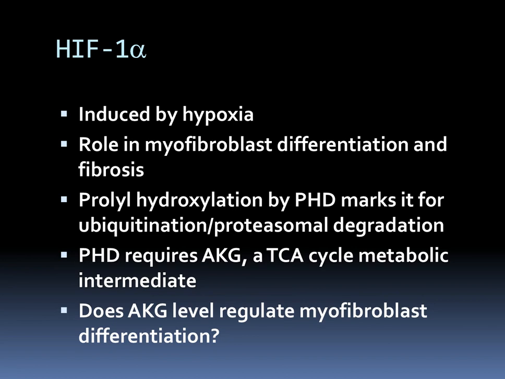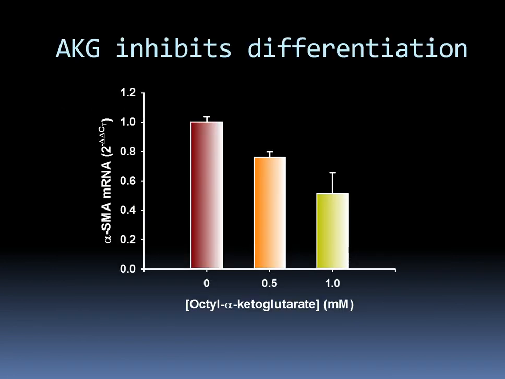And this alpha KG is a TCA cycle metabolic intermediate, which is significantly changed during the differentiation. So we wonder if the alpha KG level would regulate myofibroblast differentiation. So octyl alpha ketoglutarate is a cell-permeable alpha KG analog. So we treated the human lung fibroblasts with this analog and tested the alpha smooth muscle actin gene expression. The alpha smooth muscle actin is the most important marker for myofibroblast differentiation.